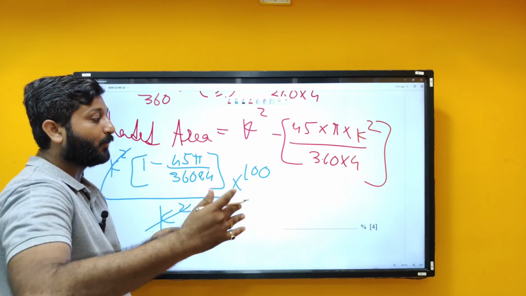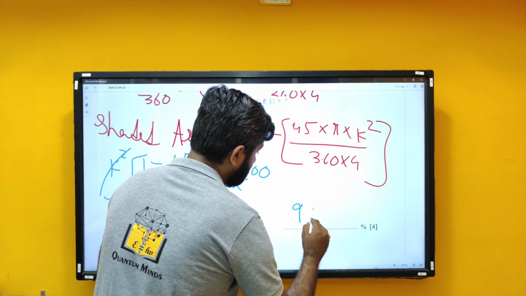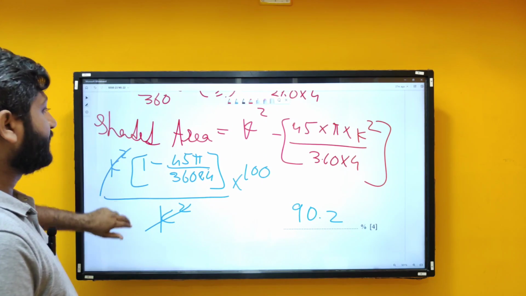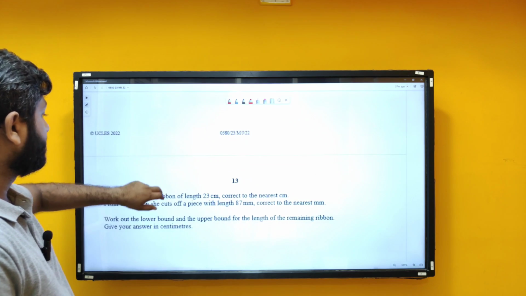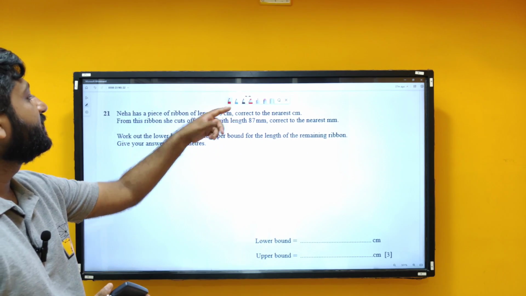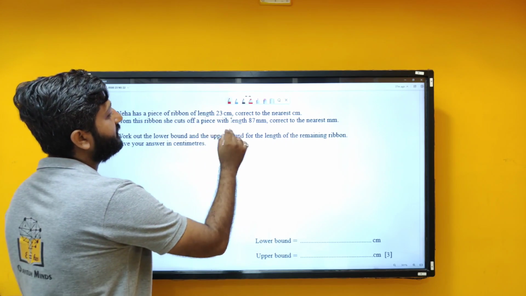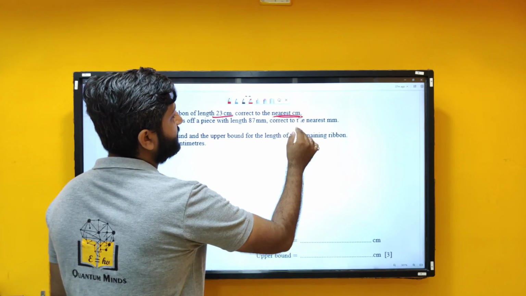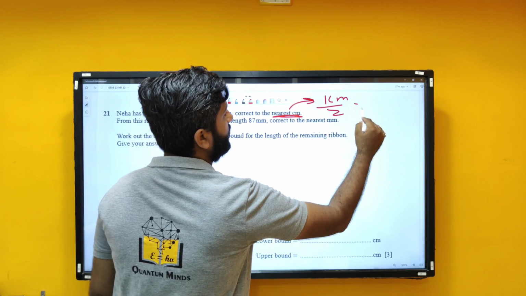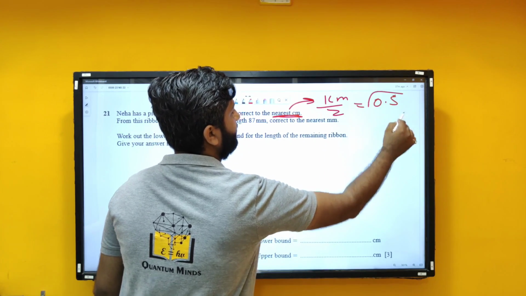So the answer is 90.18, or let me write it as 90.2% as the shaded area, percentage of the shaded area. Now next, Neha has a piece of ribbon of length 23 centimeter, correct to nearest centimeter. Nearest centimeter means, guys, 1 centimeter. So divide by 2 is 0.5.